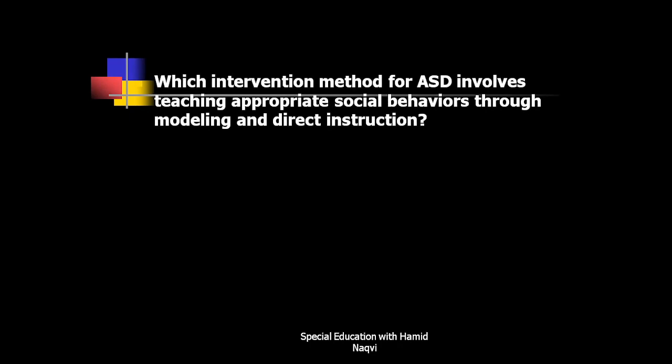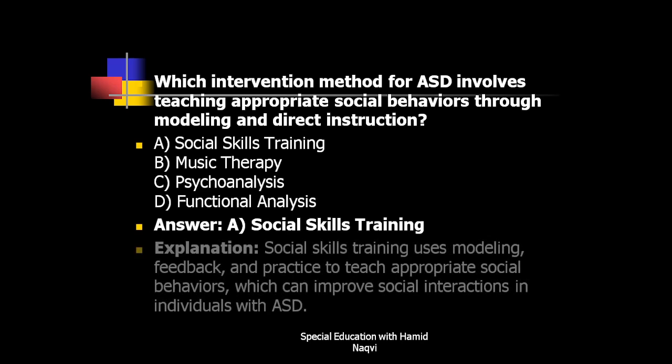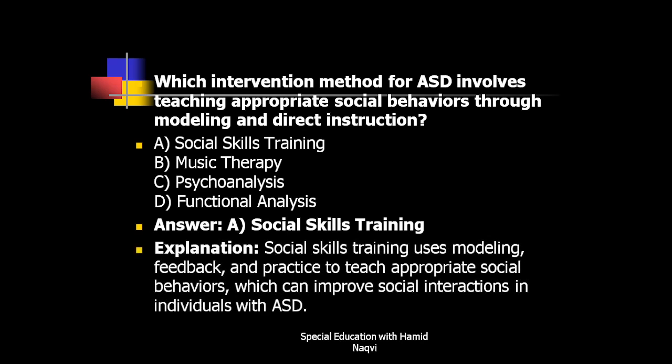Which intervention method for ASD involves teaching appropriate social behaviors through modeling and direct instruction? Social skills training, music therapy, psychoanalysis, or functional analysis? Answer is social skills training. Social skills training uses modeling, feedback, and practice to teach appropriate social behavior, which can improve social interactions in individuals with ASD.